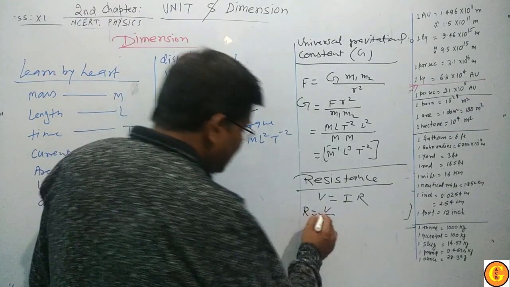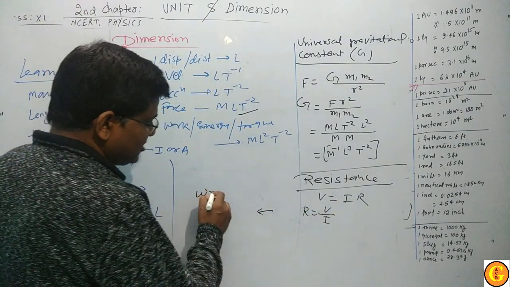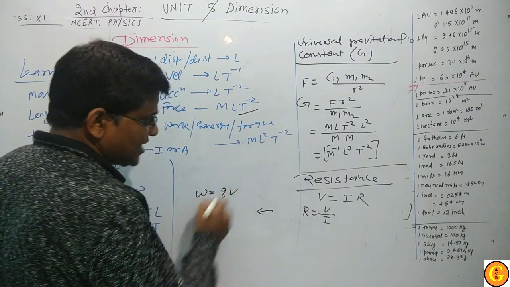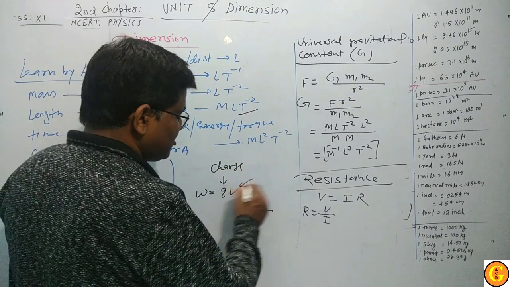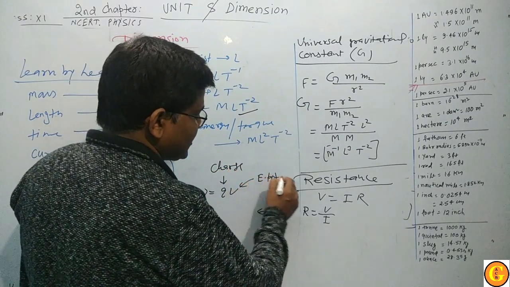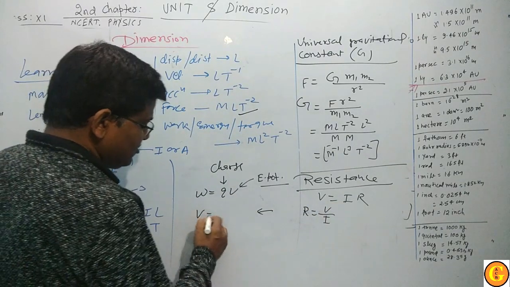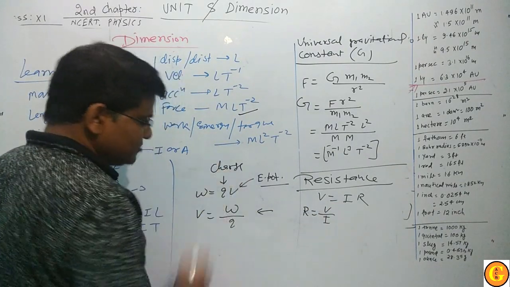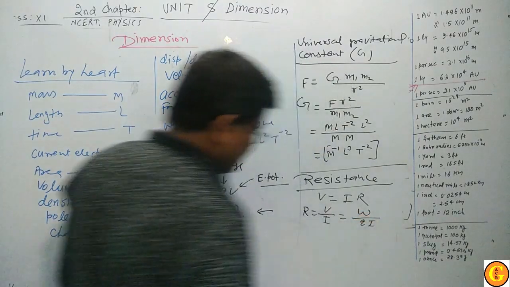And the formula you have learned in 10th class: the work done is equal to QV. Q means charge, V means electric potential. Then V equal to W by Q. Just here, W by Q into I.